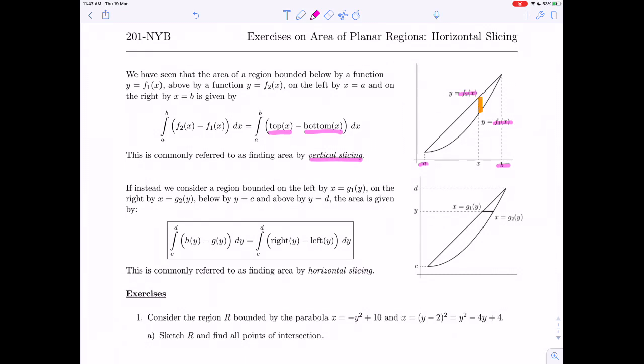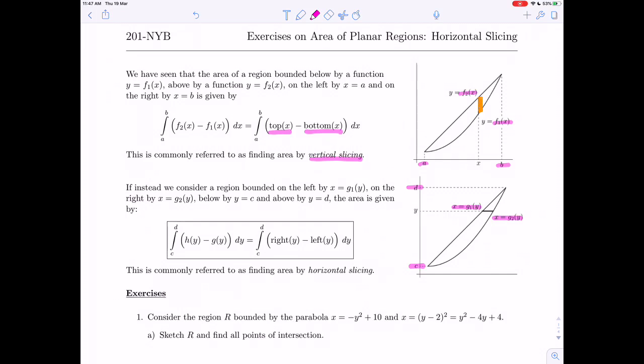If we take a look at the diagram that is down on the right here, if we relabel our areas, we can consider this same region as being bounded on the left by a function x is equal to g1 of y. It's bounded on the right by a function x is equal to g2 of y, and below by y equals c, and above by y equals d.